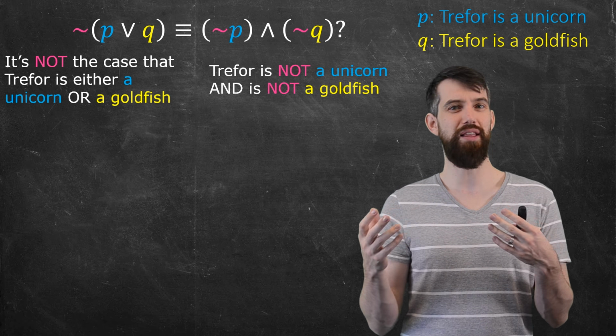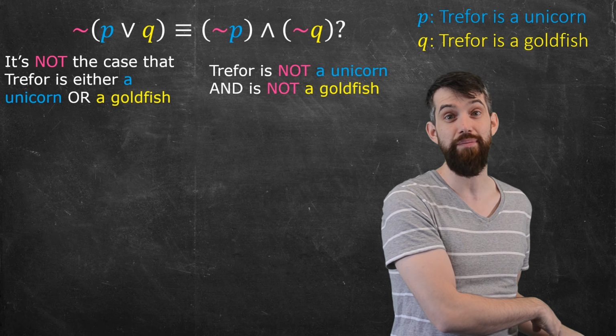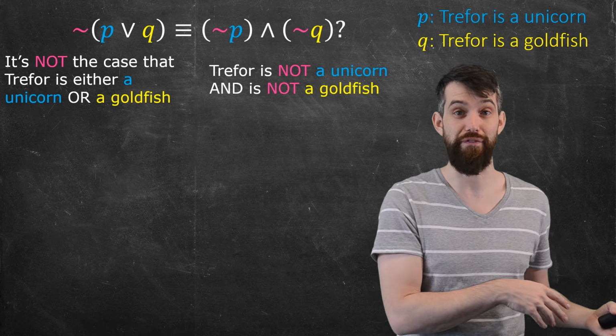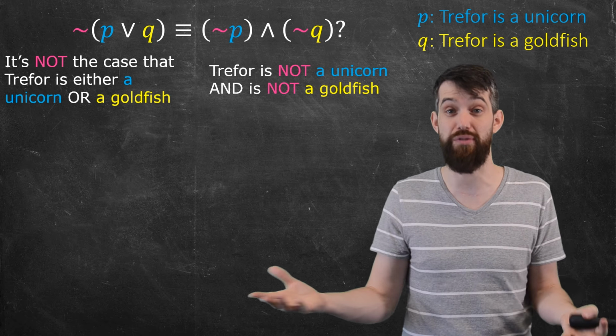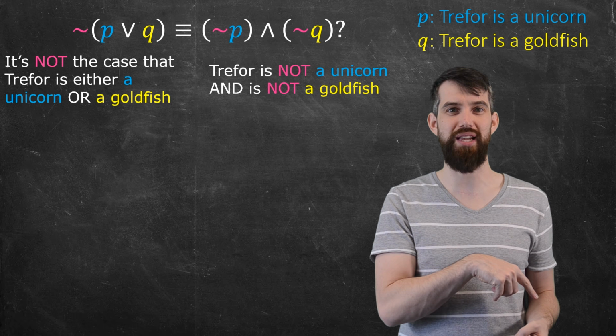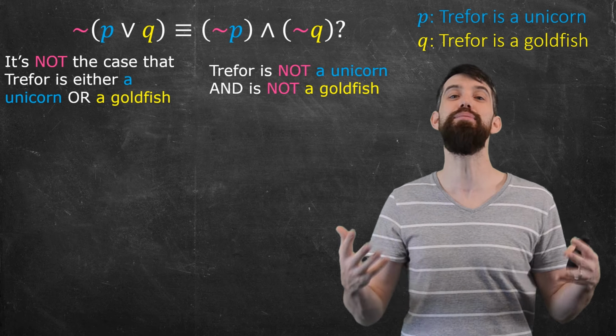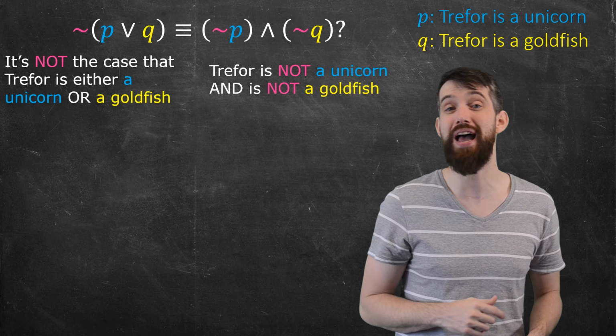Well, if I look at the left-hand side, if I'm saying it is not the case that I am either a unicorn or a goldfish, it really means I can't be either of those. Which is basically what the right hand is saying as well. It's saying I can't be a unicorn and I can't be a goldfish. So it seems reasonable to me, but maybe you say, well, hold on, that's not actually a proof.